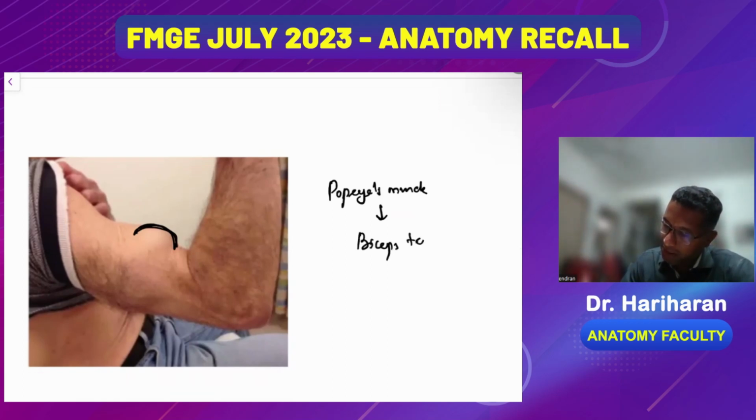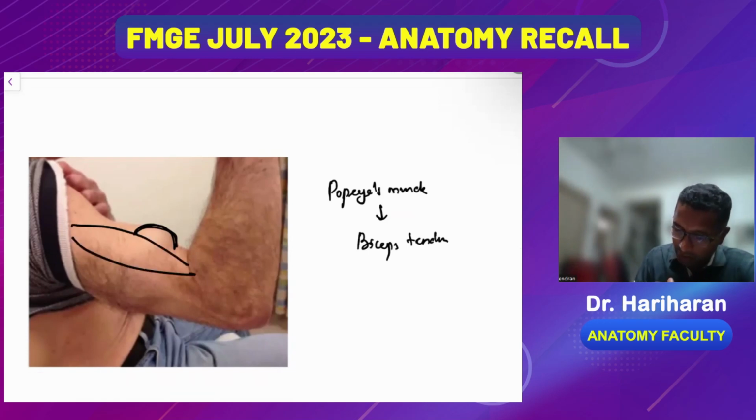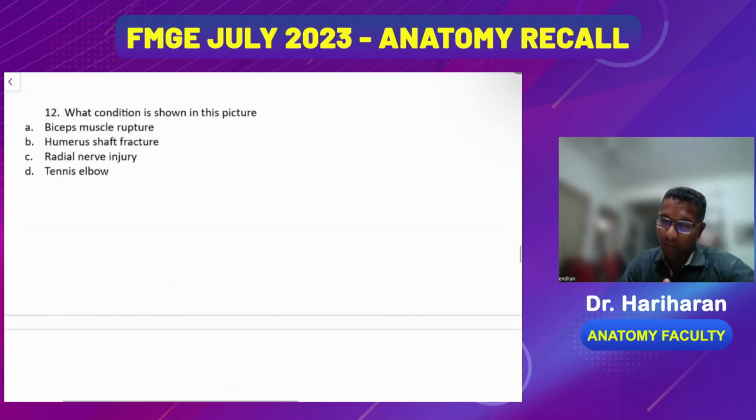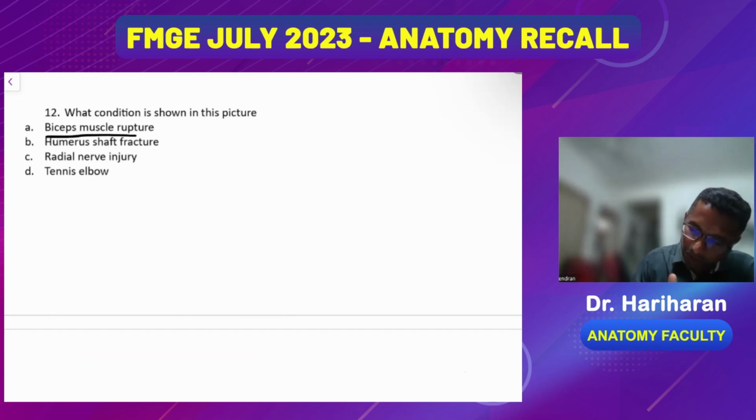I hope you know the biceps has a long head and a short head proximally, and it has a tendon distally. So when the distal part of the biceps tendon ruptures, the muscle shrinks back and forms a small elevation, which is called a Popeye muscle, and that is due to biceps tendon rupture. The answer is very simple, and it is in front of your eyes.